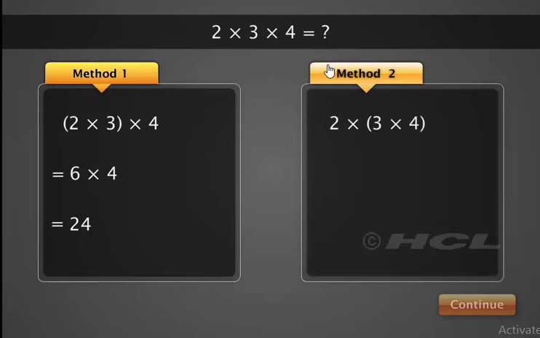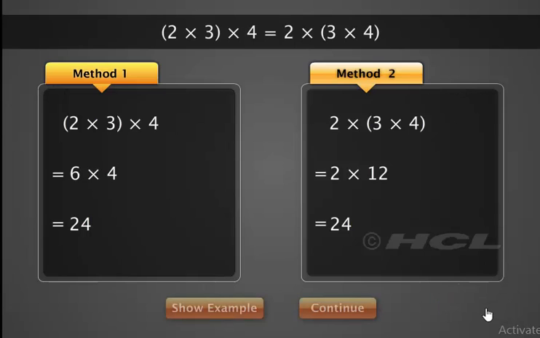Here, we group the second and third numbers. Then, we multiply the first number. The result is 24. No matter in which order the numbers are grouped and multiplied, the result is the same. Thus, the associative property applies for multiplication.